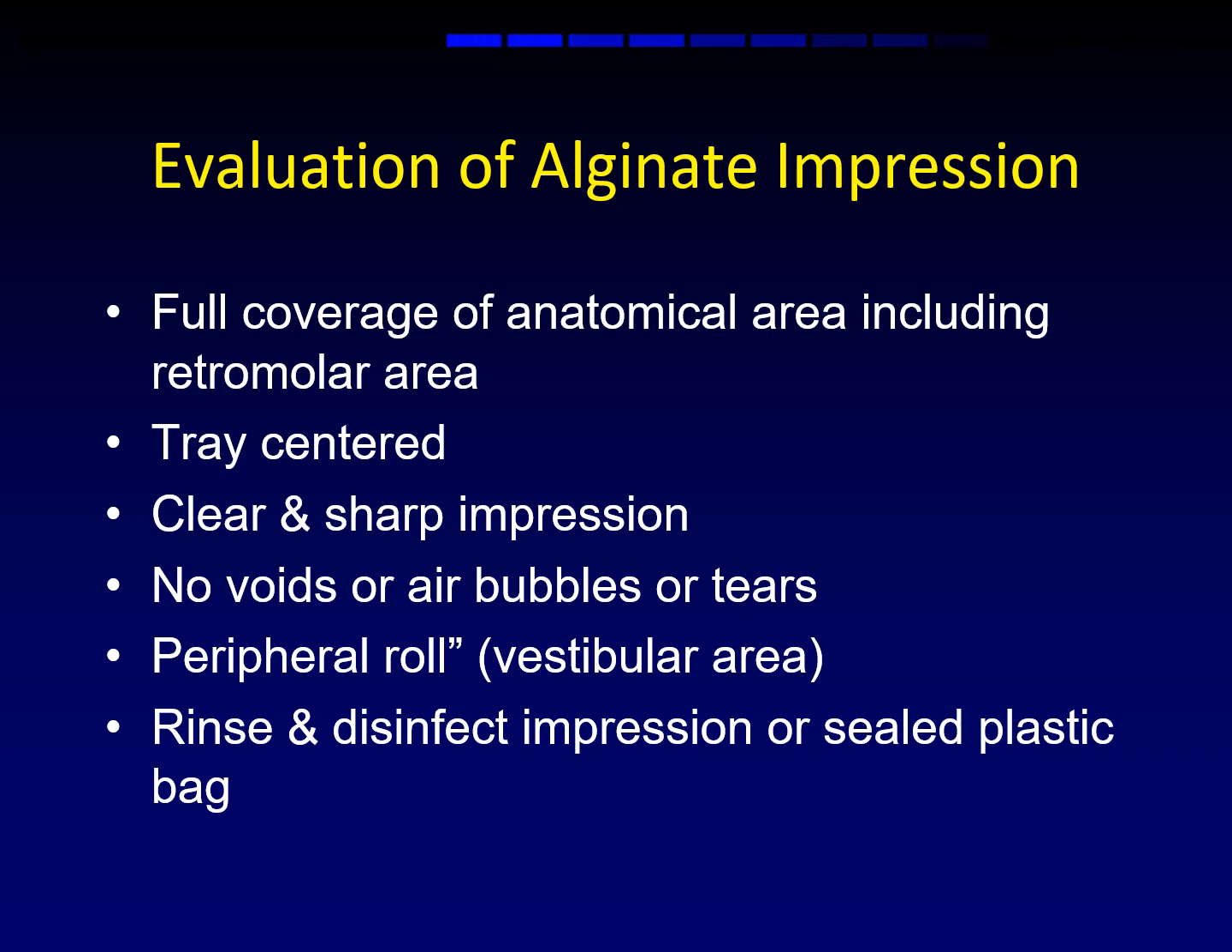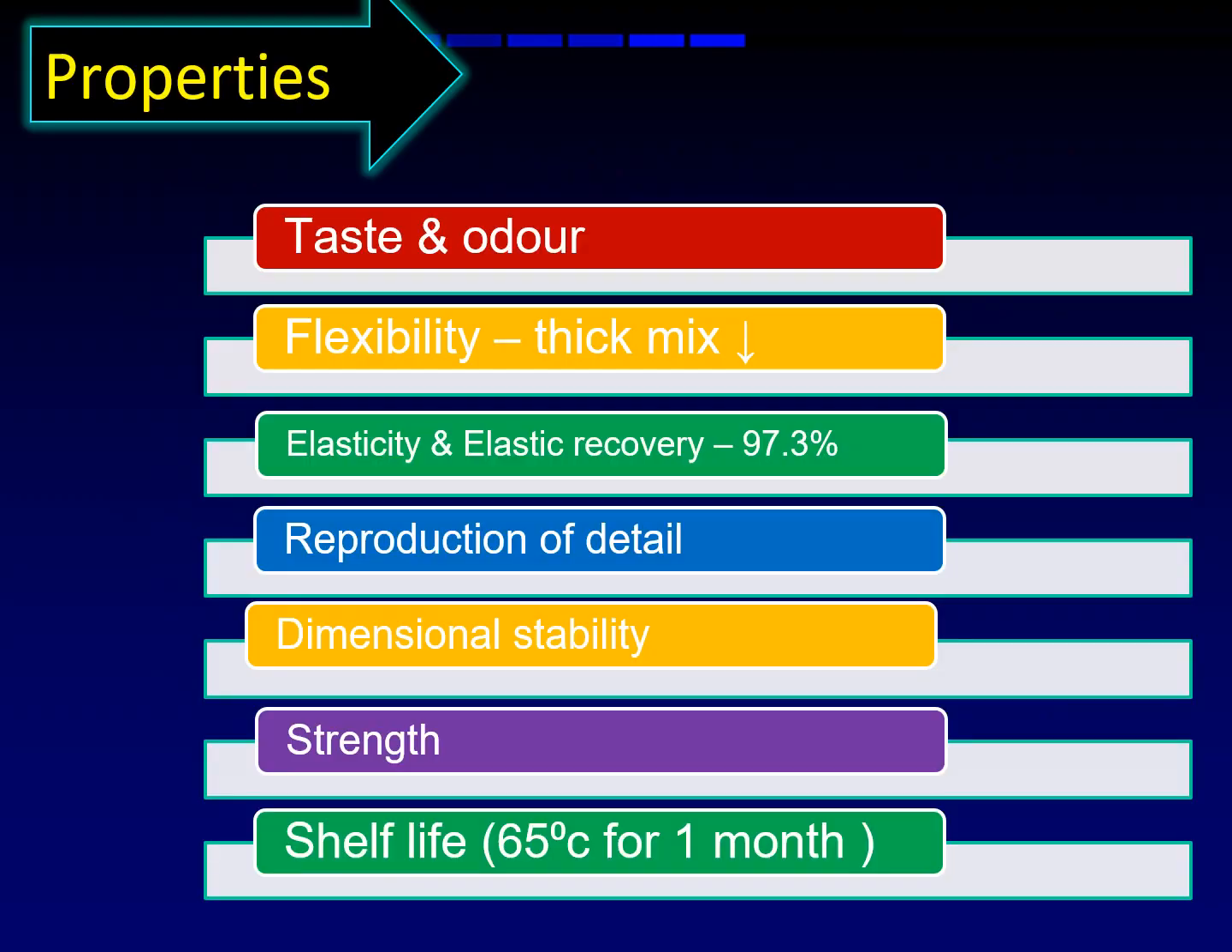How to evaluate alginate impression? The alginate impression should show the anatomical area, including retromolar area in mandible. The tray should be centered. Then the impression should be clear. There should not be any voids or air bubbles. There should not be any breakage. The peripheral roll should be seen. We have to rinse the impression under running tap water. Then we have to disinfect it. Then we have to store the material in a sealed plastic bag.